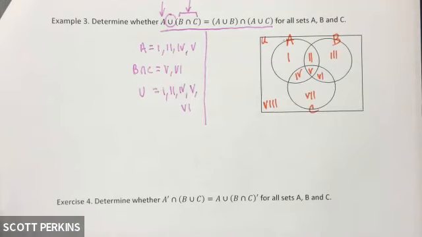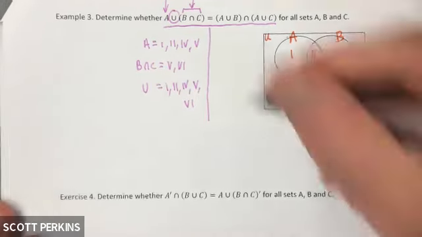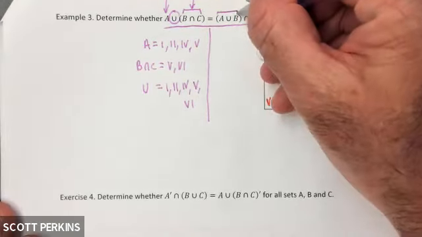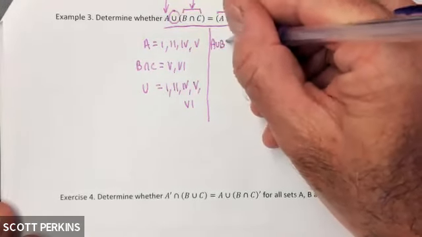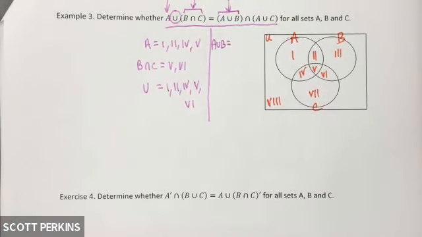We're going to do the same thing on the right side, and we're just going to go step by step. You're going to help me. First thing we're going to do is I want you to write down what regions are A union B. There's going to be a couple extra ones there. A union B.